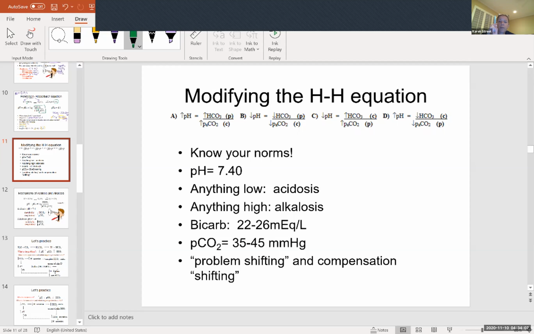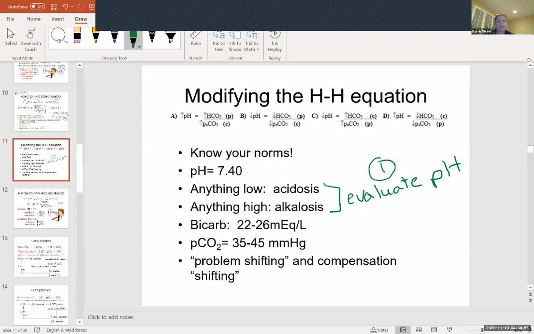You need to remember your first step. You need to evaluate the pH. That is step number one, or step A. If your patient's pH is low, it's acidosis. If it's high, it's alkalosis. Notice in the homework packet and on this slide, I don't even give you pH numbers. I give you an arrow. And the arrow is either up for high pH or down for low pH. If it's low pH, it's acidosis. If it's high pH, it's alkalosis.